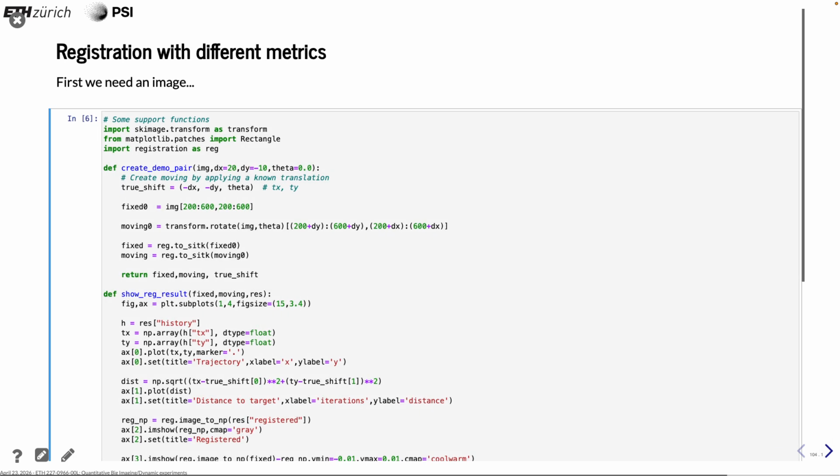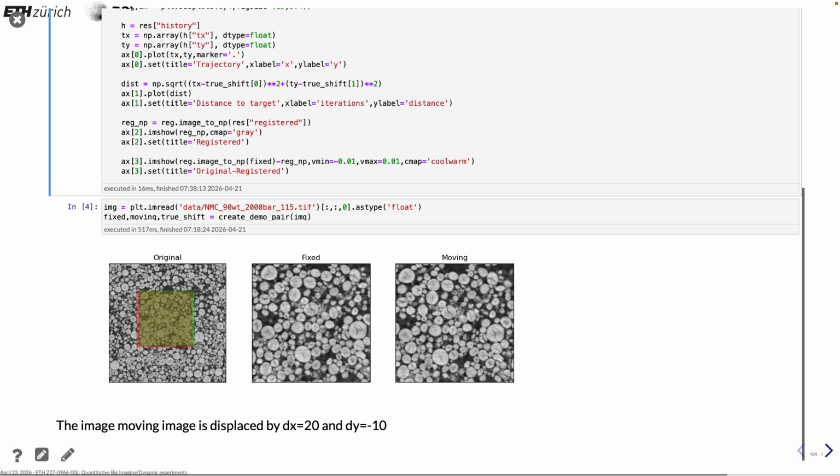And well, this one is just some code for the visualization that I'm doing. I actually planned to hide this, but I didn't. But here we have our image that we are playing with. It's just some kind of porous material with some grains in it that are packed together. What I did, I just cut out two pieces, the red one and the green one, and these are the images. You can see that there's 20 and minus 10 displacement of this. I didn't introduce any rotation in this example, so we only have linear transformations.